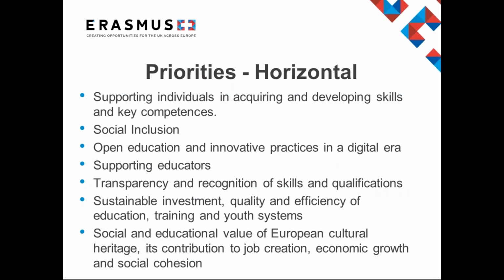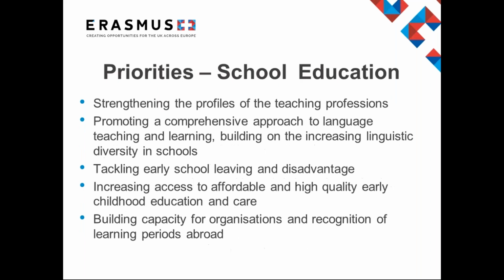All Key Action 2 projects will need to address at least one horizontal or field-specific priority. You can see a list of the horizontal priorities now on the screen. You can also find the full definition for each priority on page 102 of the 2019 Program Guide. You can now see a list of the school education field-specific priorities. You can find the full definition of this on page 104 of the 2019 Program Guide.